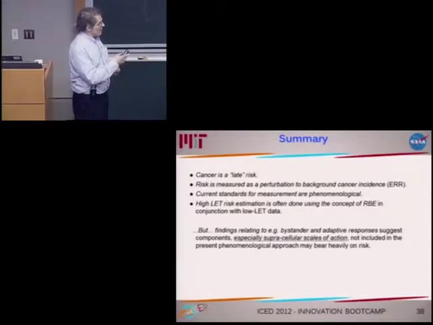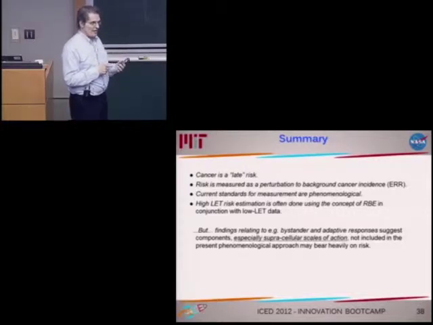Then I mentioned the current standards for measurement are mostly phenomenological at present, and that in particular high LET risk estimation is done often indirectly using more plentiful data in the low LET realm, and then through RBEs and other constructs making an inference crossing over to the high LET realm. But one confounder to this idea, which I promised I would get back to, is that we have to consider larger scales of action in all of this, right?